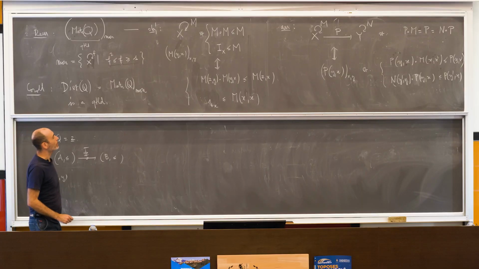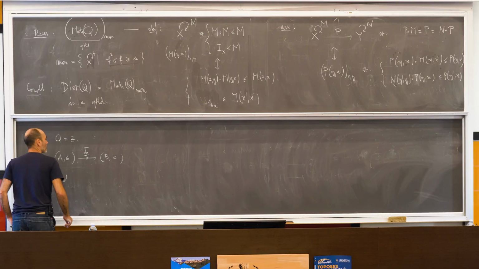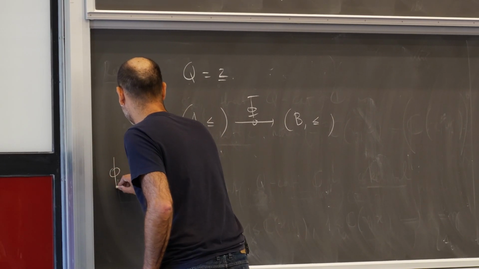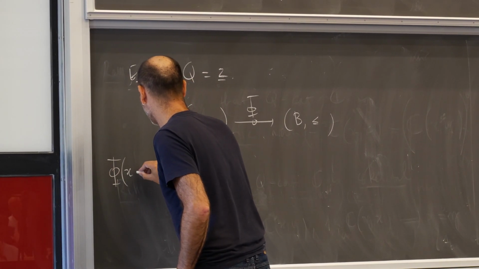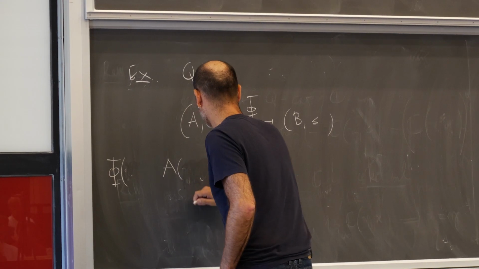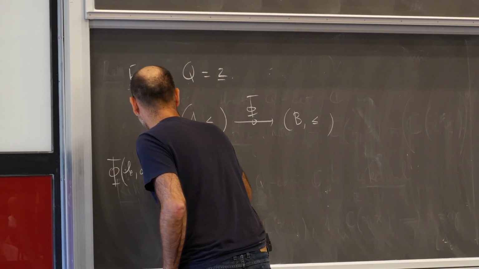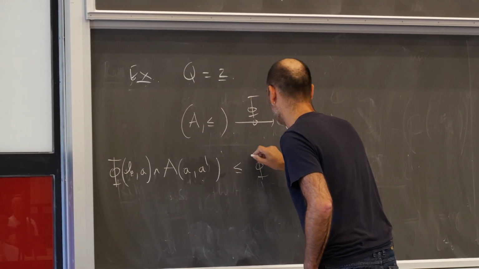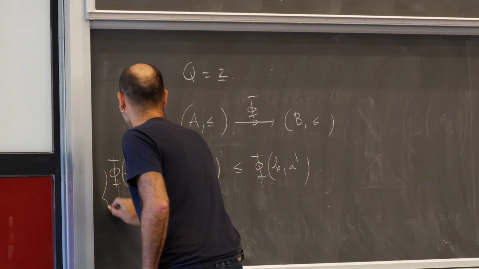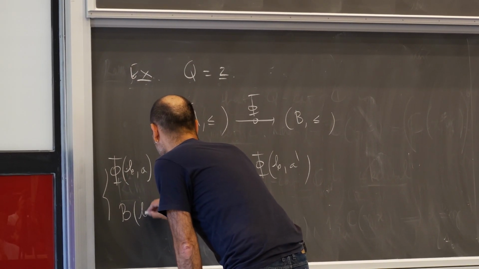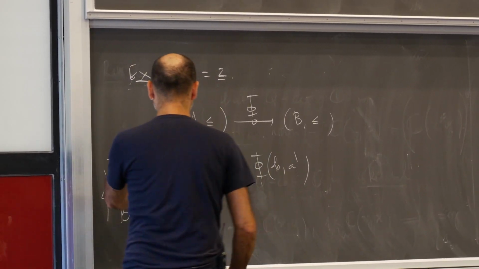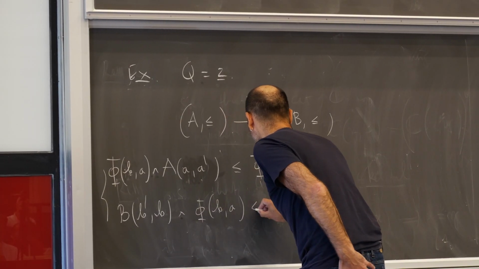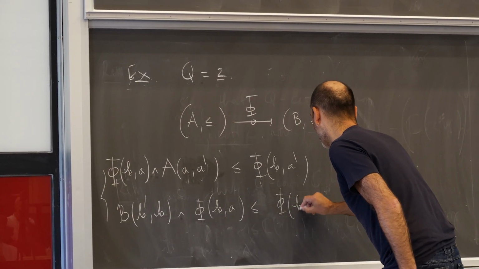What do my action inequalities say? They say that, for example, I'll change my notation, sorry. So phi B A and A A prime should be smaller than phi B A prime. And my other action inequality was B prime B, composition is intersection, it's a Boolean algebra, it's a locale, phi B A smaller than phi B prime A.